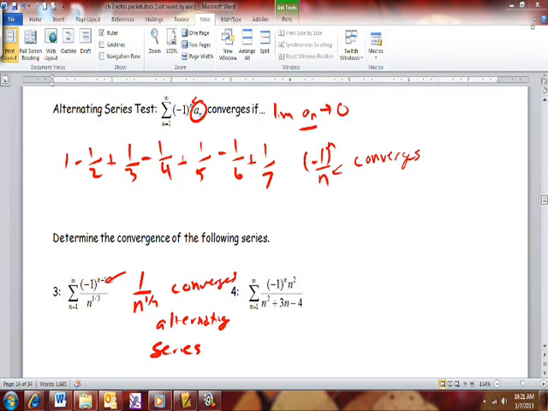All right, well, let's look at the next one. Well, first off, it does alternate, but what's the limit of n squared over n squared plus 3n minus 4? Well, we look at our degrees. N squared over n squared, they basically cancel out, and I get 1. So this one does not. This diverges.